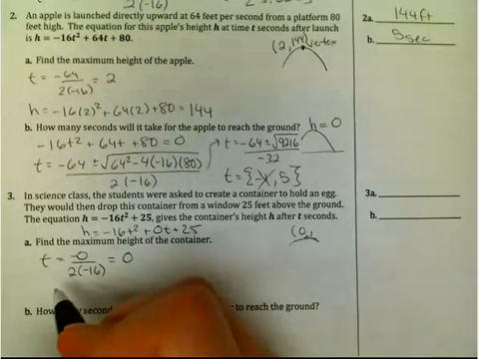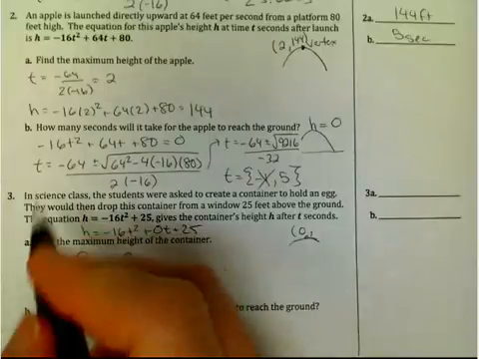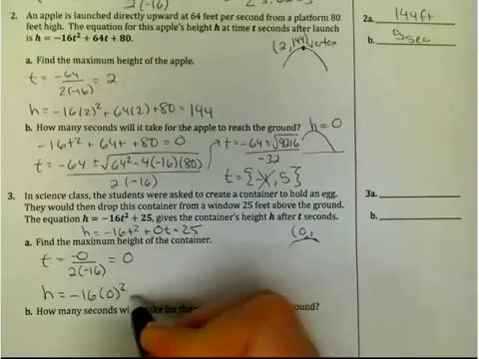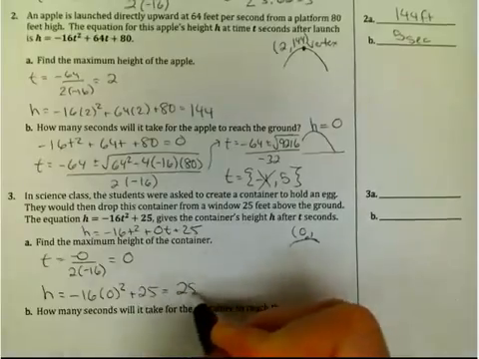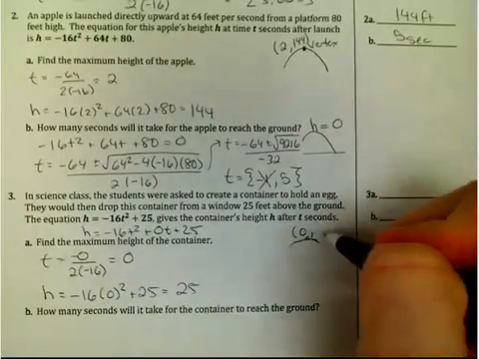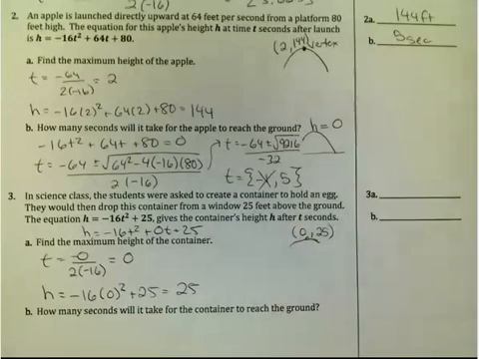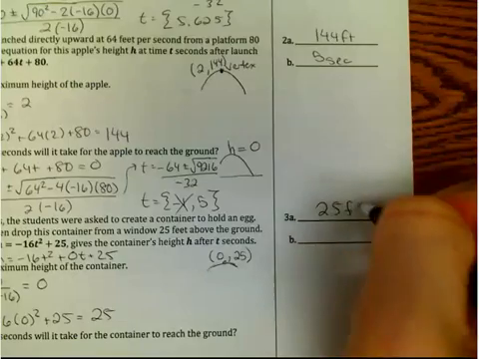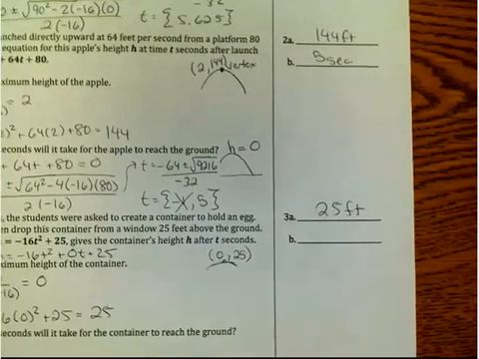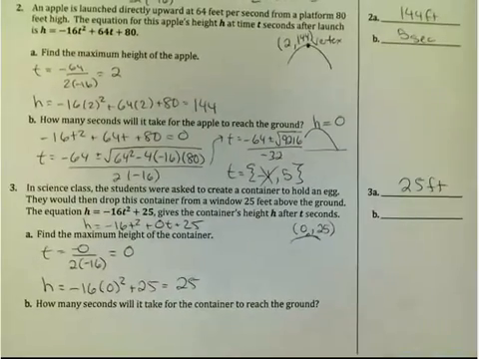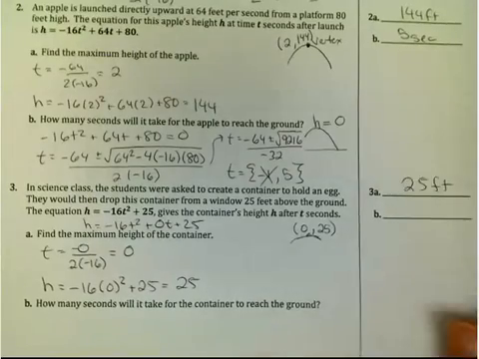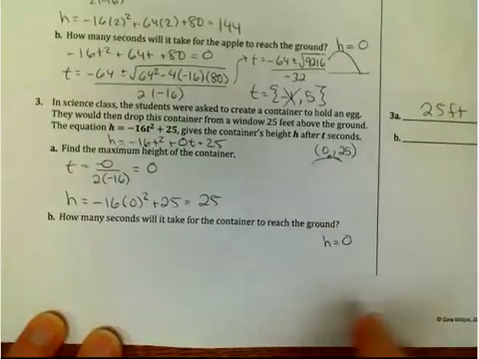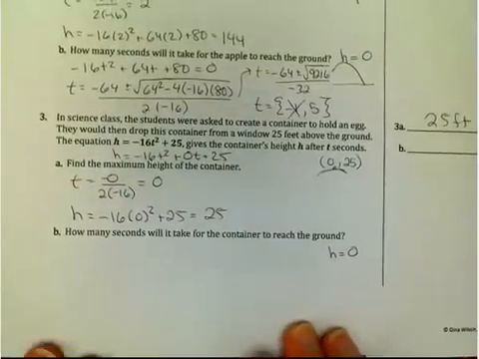Now I'm going to substitute that value for t into my equation for h. So h is equal to negative 16 times 0 squared plus 25, and that equals 25. So that is like my y coordinate, but here we're calling it h. H is 25. So 25 feet would be the answer to part A of this question. And then the next part says, how many seconds will it take for the container to reach the ground? So if the container reaches the ground, the height is equal to 0 again. So you can start to see a pattern in how we're doing these problems.